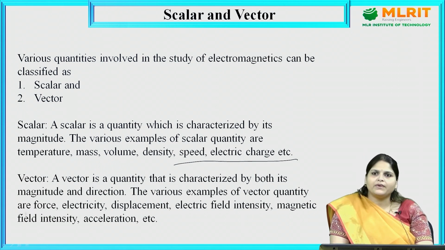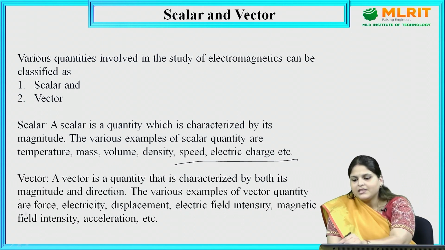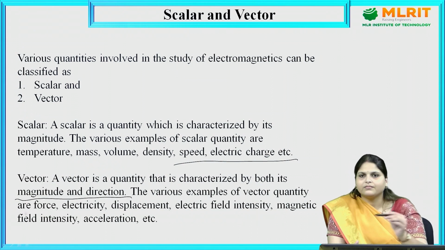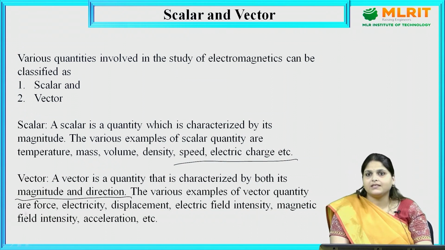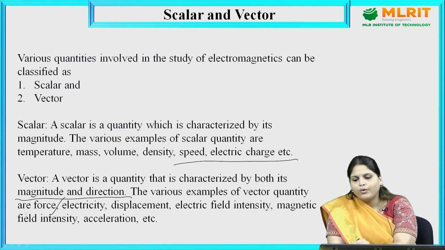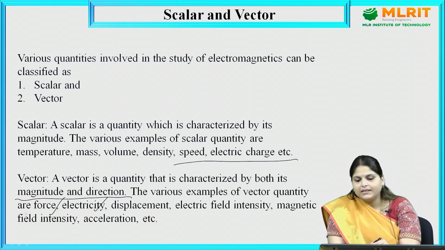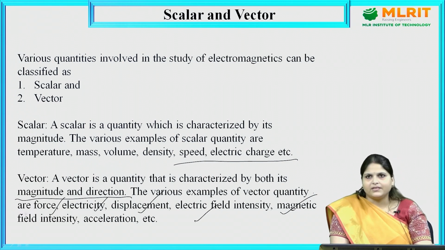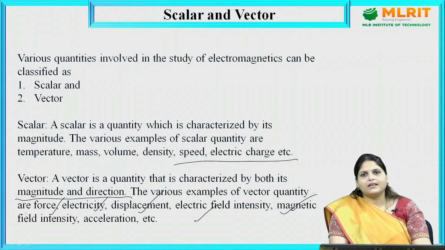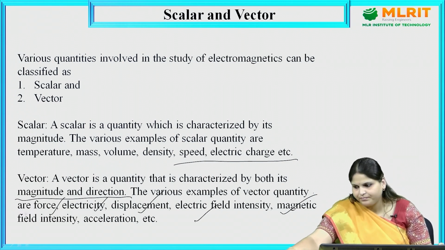If you talk about a vector quantity, a vector is a quantity that is characterized by both its magnitude and its direction, meaning a quantity which has magnitude as well as direction. The examples are force, velocity, displacement, electric field intensity, magnetic field intensity, acceleration, etc. So this is about scalar and vector quantities.